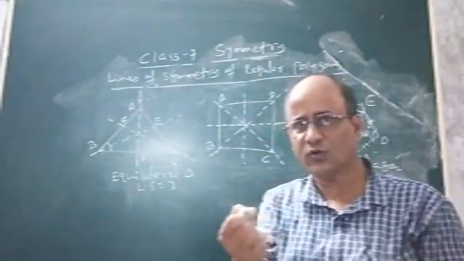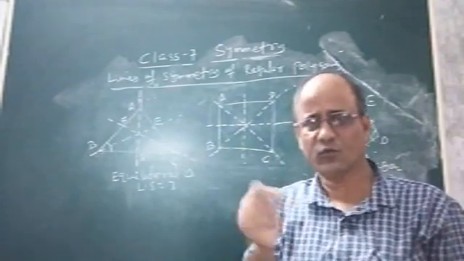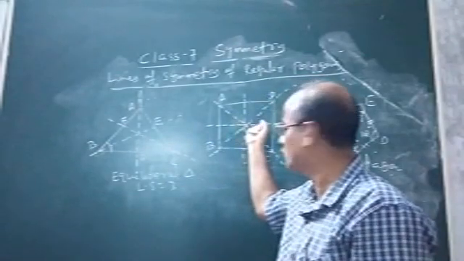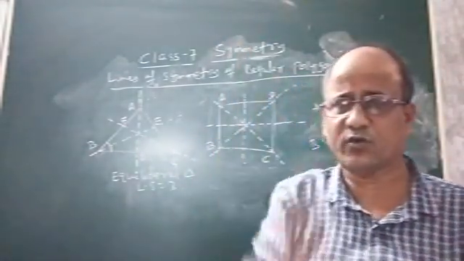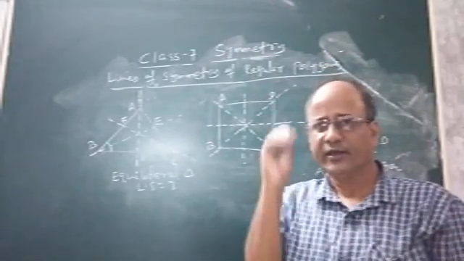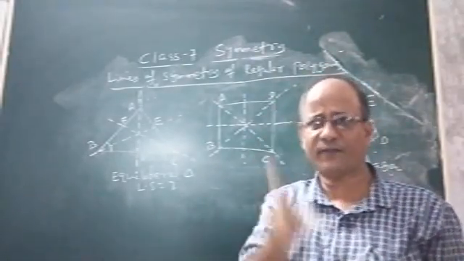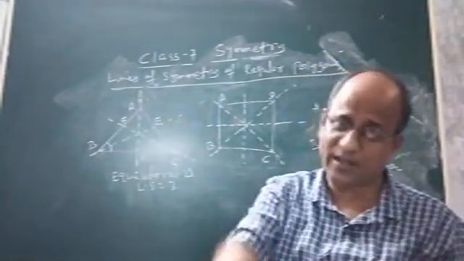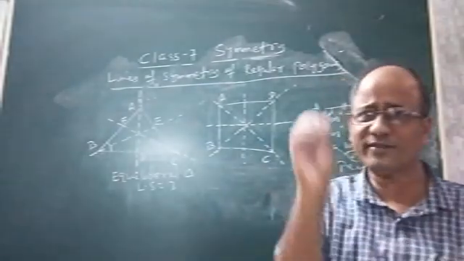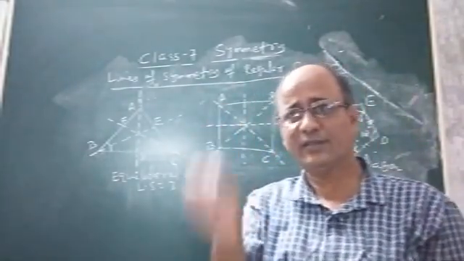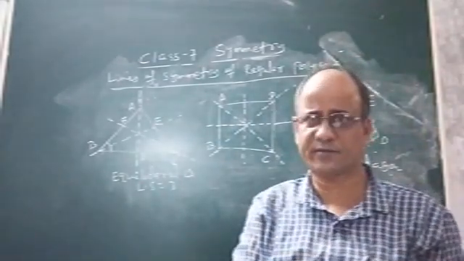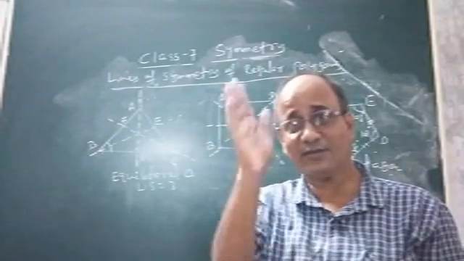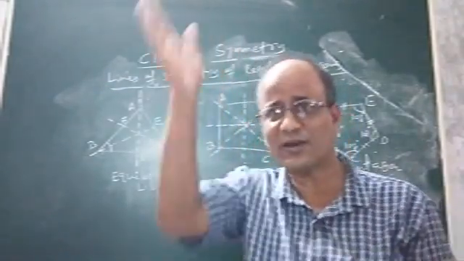So what I want to conclude is that in any regular polygon, not only in an equilateral triangle and a square, but you can also consider a regular pentagon, regular hexagon, etc. In any regular polygon, the number of lines of symmetry is equal to the number of sides of the polygon. That means however many sides there are in the regular polygon, that will be equal to the total number of lines of symmetry. The figure will be symmetrical about that many axes or lines.